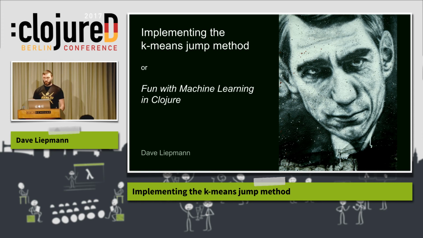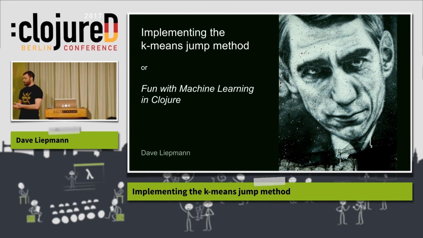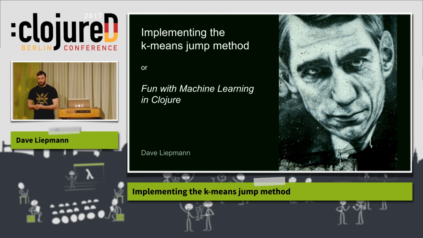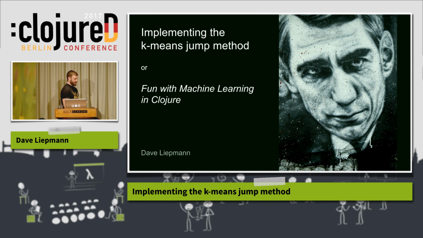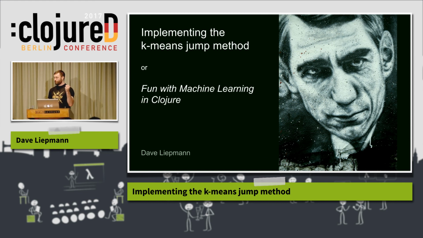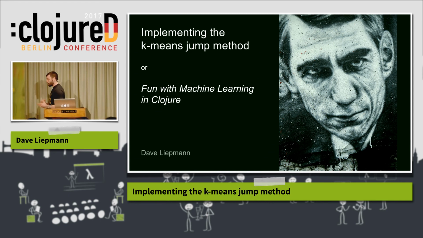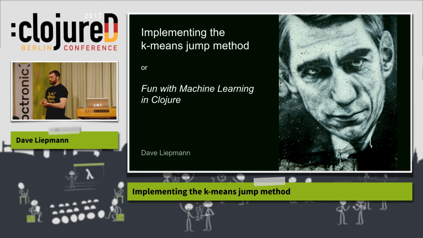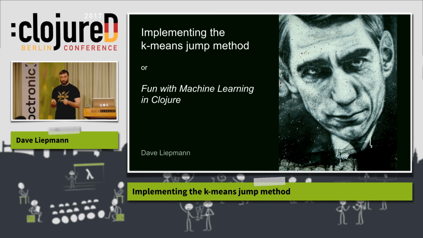OK. I'm Dave Liepmann. Like he said, I'm a freelance Clojure developer in Berlin. And I'm going to talk to you about a fun machine learning problem that I worked on in Clojure. And the really cool thing about this problem is that it takes actual fundamental properties of the universe that were discovered by Claude Shannon, who you see here, or over here, and it applies them to an actual engineering problem, an actual real-world thing that people are using to do engineering.